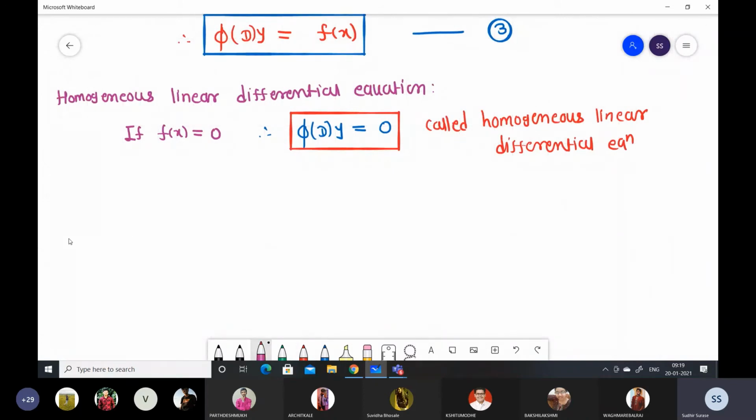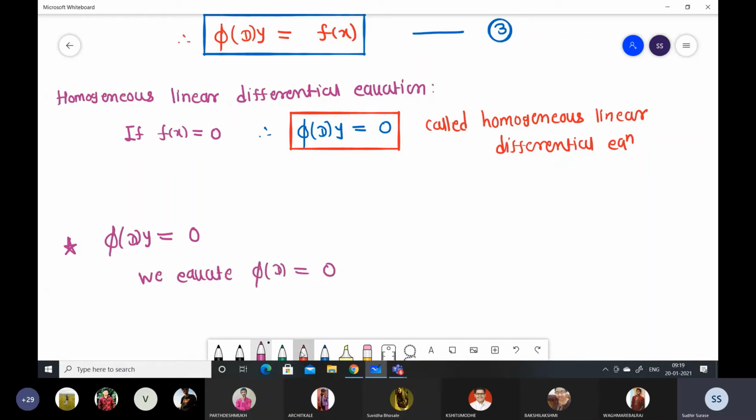So the first part: phi of D times y equals 0. Here, if you let y equal to 0, then we get nothing, only y equals 0, that's okay. But do we have any non-zero solution? For that purpose, we have to equate phi of D to 0.